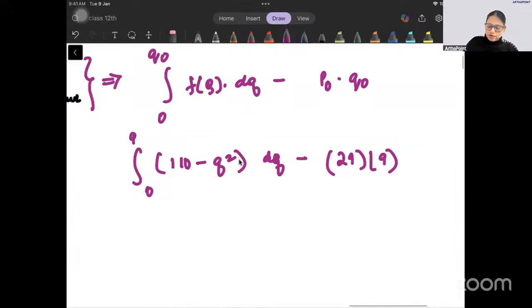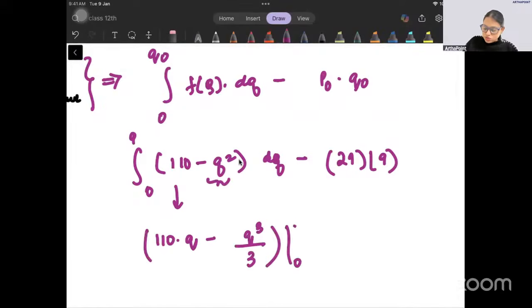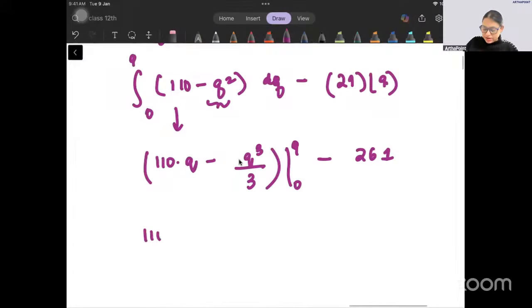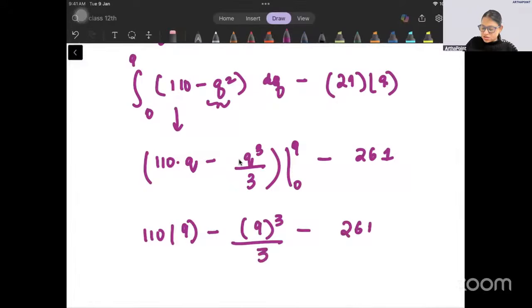Right? So just solve it. Integration of 110 will be 110 into q. Integration of q square will be q to the power 3 by 3, from 0 to 9, minus 29 into 9, whatever that number is. So 9 into 9 is 81, 8 up, 9 into 2 is 18 and 8, 26. Okay, put the values: 110 into 9 minus 9 to the power 3 by 3 minus 261.